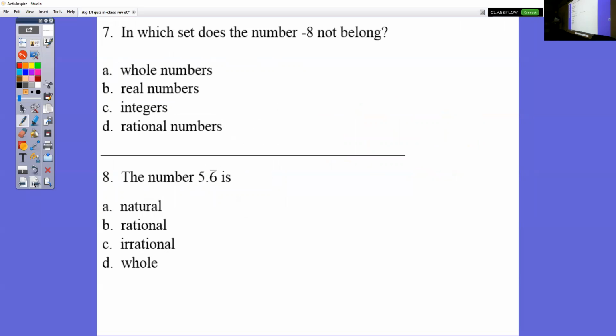Take a look at number 7. In which set does the number -8 not belong? Which one does not include -8?